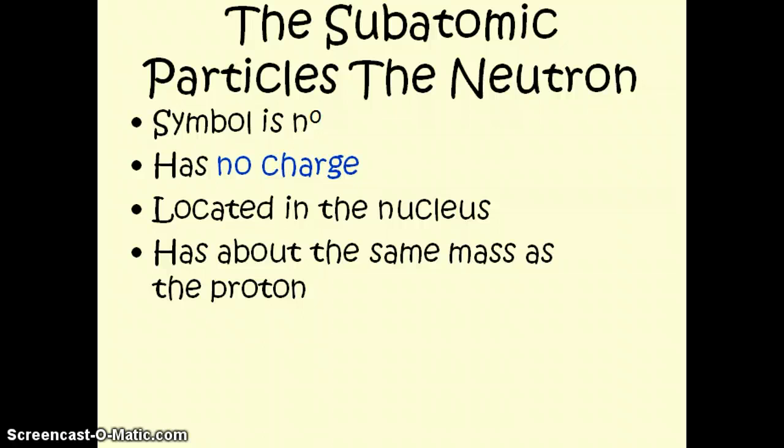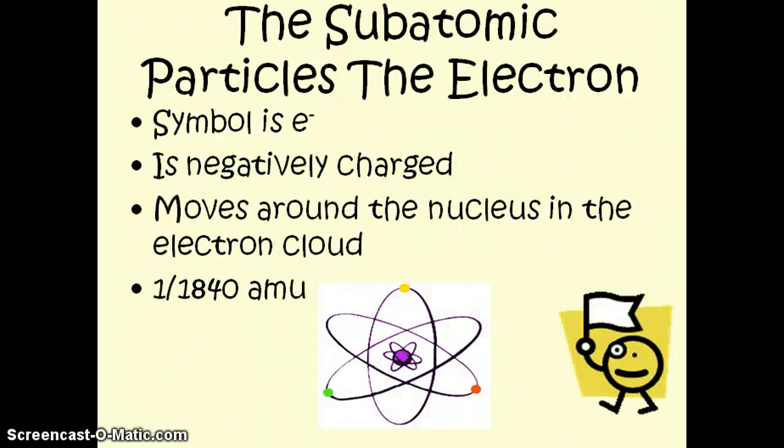It has no electronic charge at all. It is located in the nucleus, and it has about the same mass as the proton, so around 1 AMU. And we refer to neutrons and protons as the same relative mass. So when you talk about the atomic mass of an atom, you're talking about the average of the number of protons plus the number of neutrons in that atom.